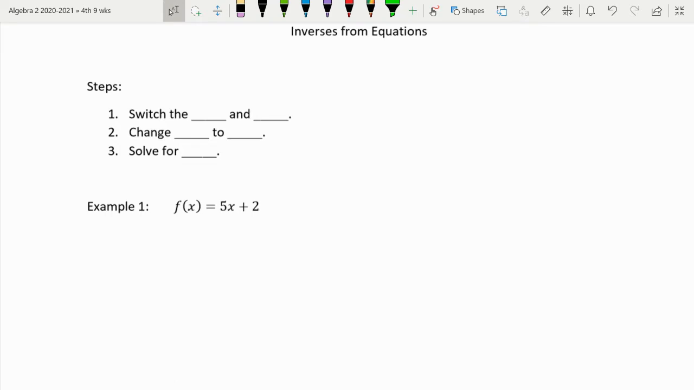First thing we're going to do is switch the x and the y. They're going to switch places. Then we're going to change the y to the y inverse, which is y to the power -1. Anytime you see anything to the -1 power, it is an inverse. So y to the -1 is the same thing as 1 over y. We'll see that later also. Then we solve for y inverse. That just lets us know that this is the inverse, or the opposite, of the original function.